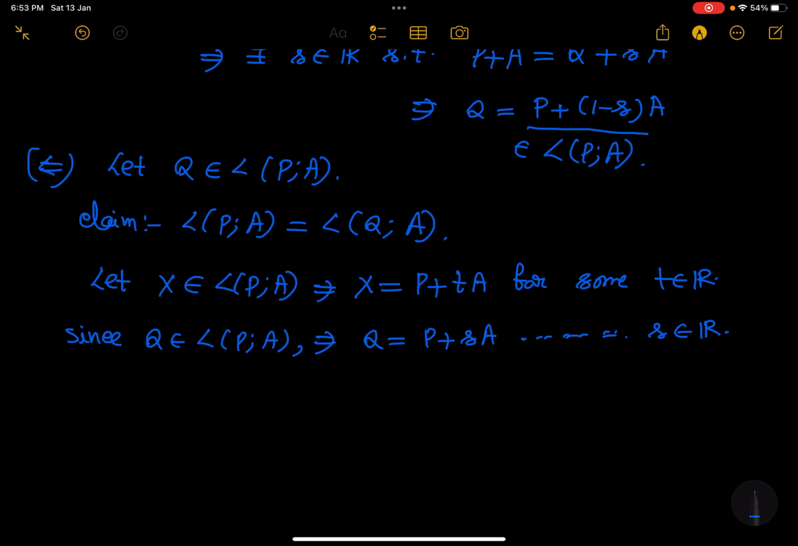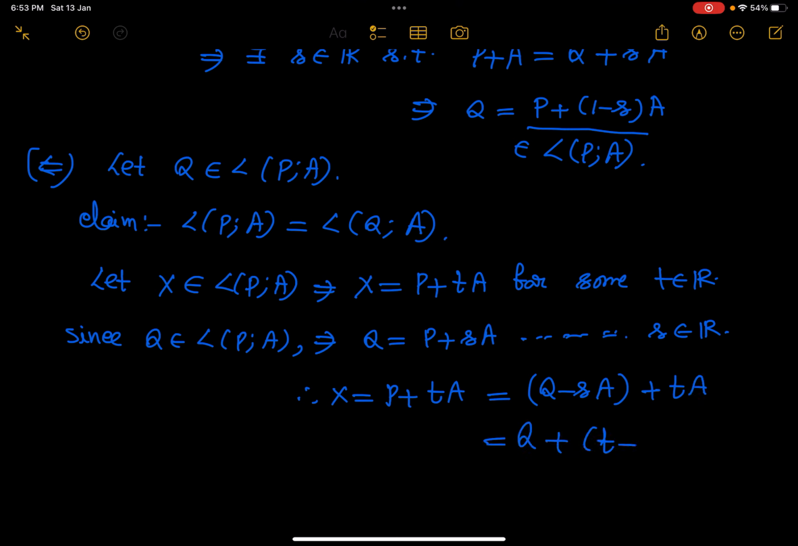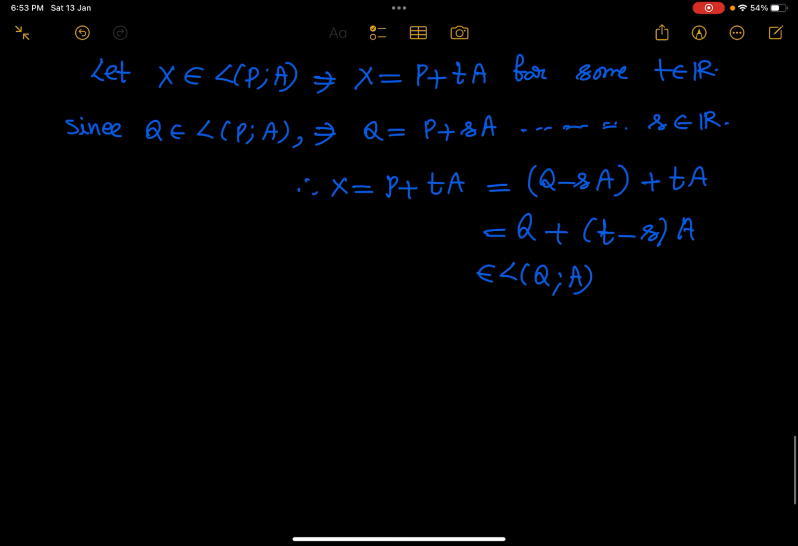What I want to prove is that X belongs to L of Q, A. We know that X is P plus TA, but from here we know that P equals Q minus SA. We put the value of P from the second equation, so we get Q plus (T minus S)A. This is in the set L of Q comma A. So we started from L of P, A and proved that X is in L of Q, A. So we have shown that L of P, A is a subset of L of Q, A. So this is equation 1.